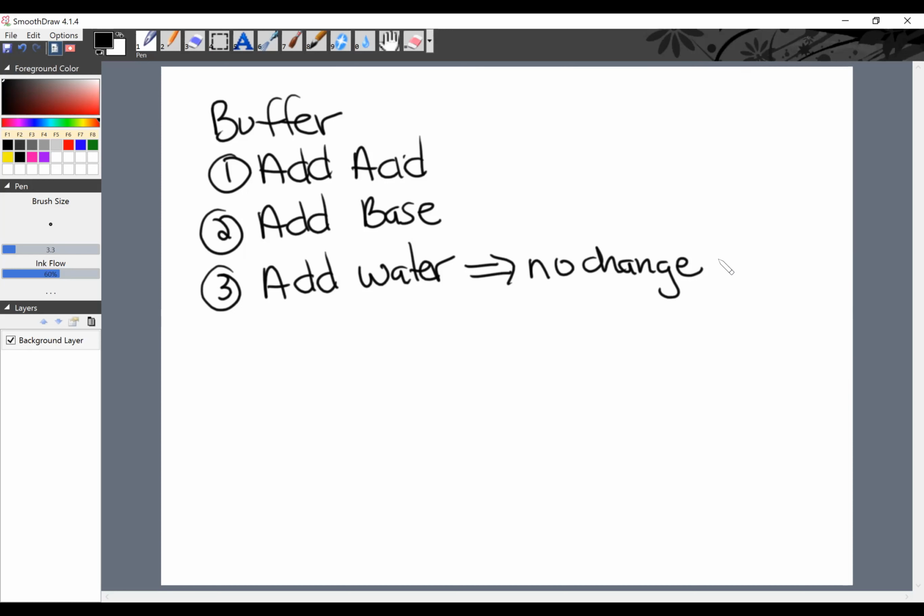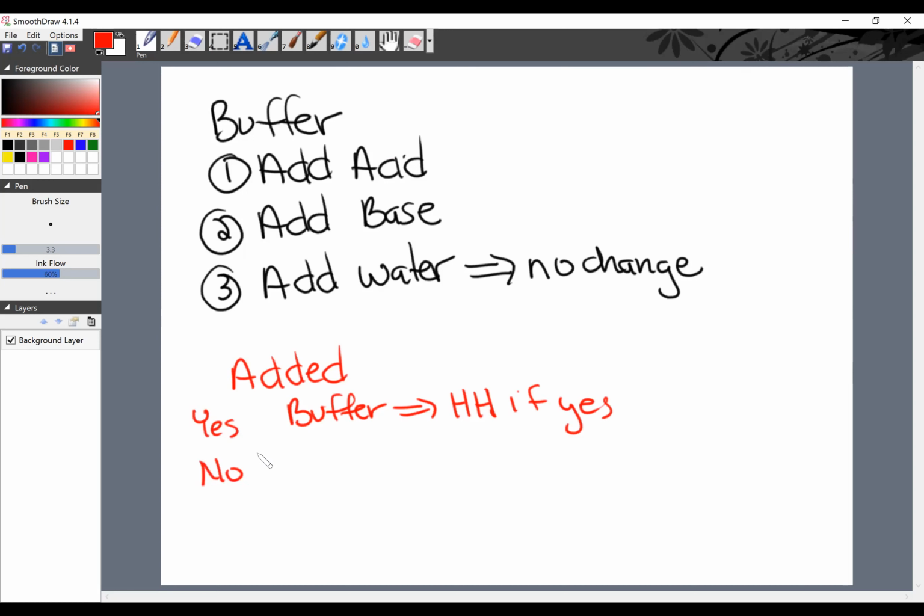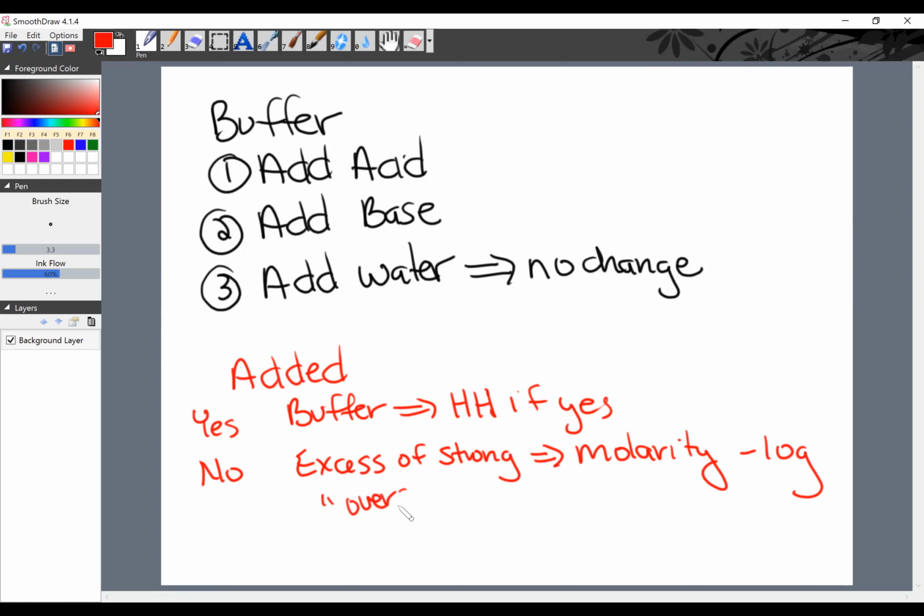All right, so you should be able to now come up with an equation for what would happen if you added acid to your buffer, what would happen if you added base to your buffer, and after you've added, is it still buffered? You may use the Henderson-Hasselbalch. Yes, it's still buffered. No. Okay. So whichever one you're in excess of, the excess of the strong, convert back to molarity and take the negative log. And that will tell you your overshoot. Okay, so I call that an overshoot or excess.